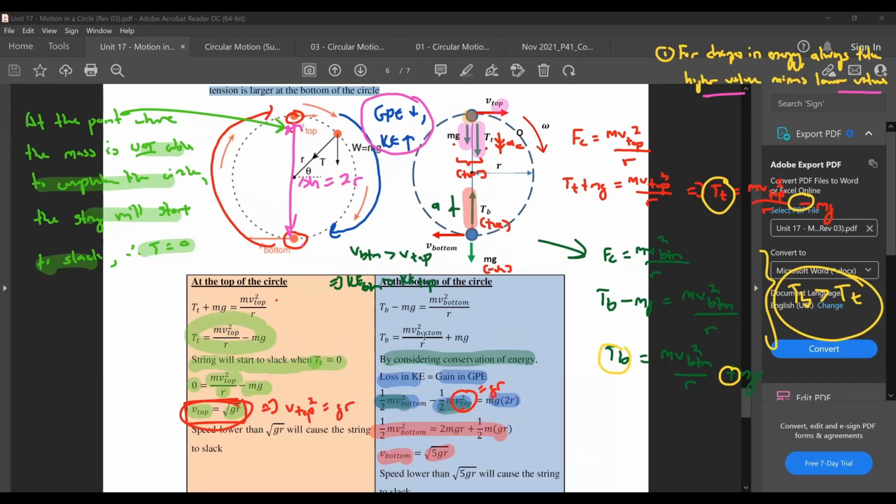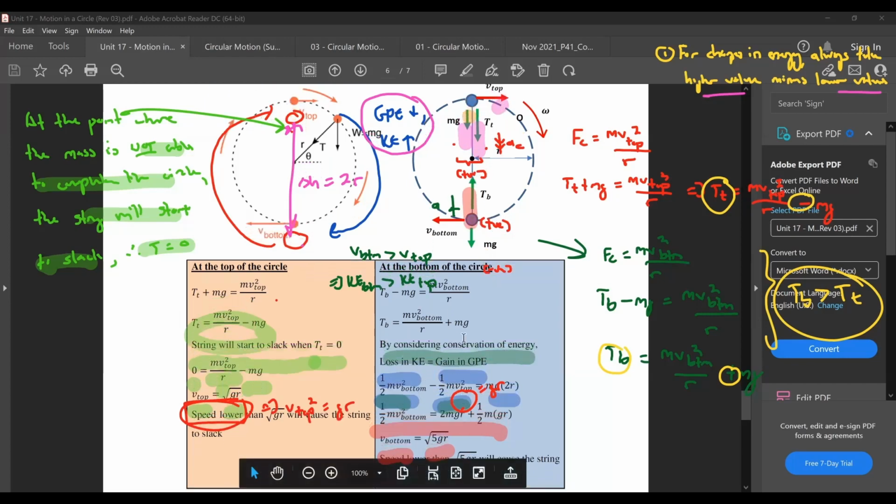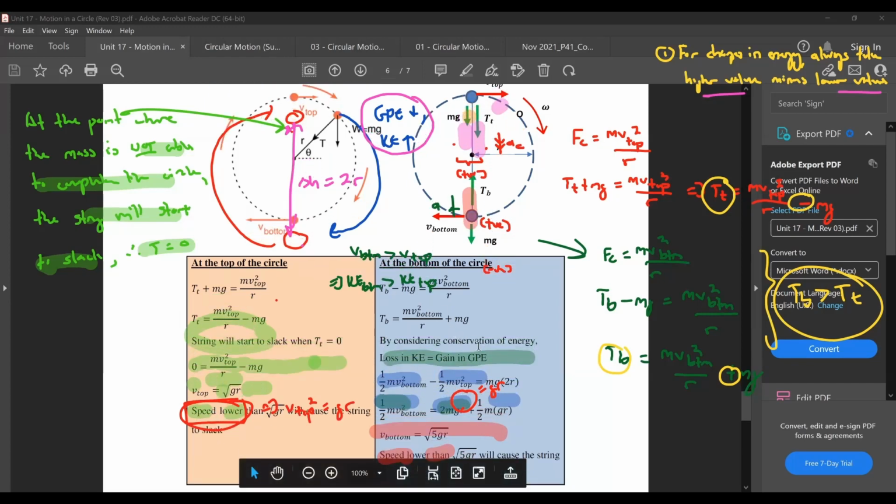Now the analysis for the vertical circle, like this one, all this while it never came out before. From 2004, from 2002 until recently, it never came out at all. It only came out around November 2021.